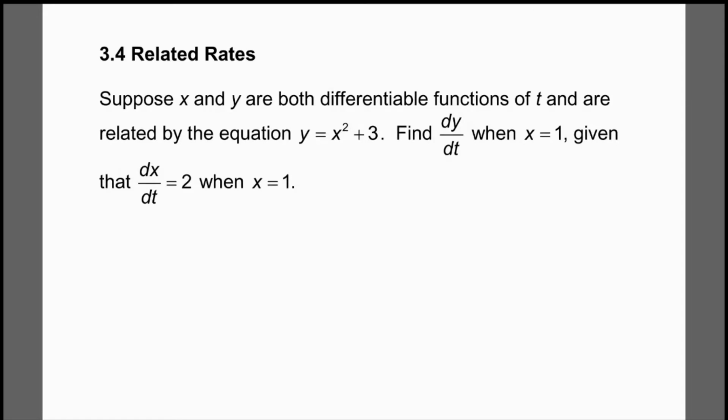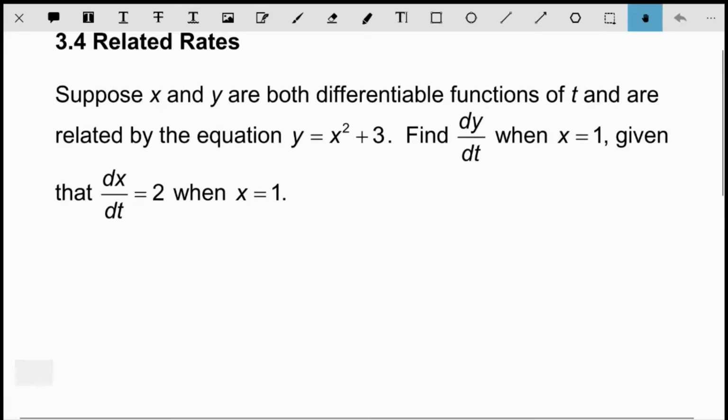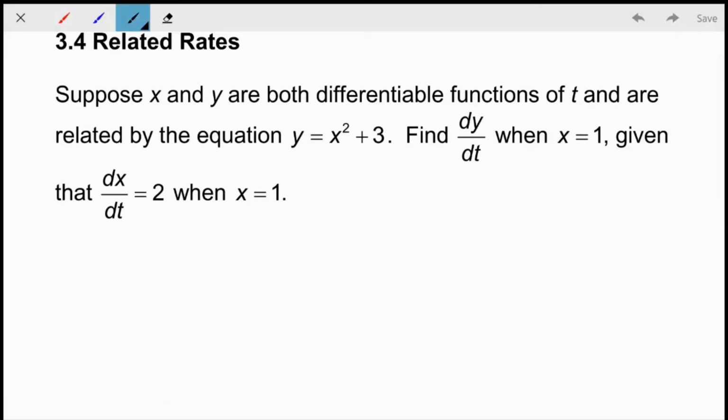So in this first basic example, it says, suppose x and y are both differentiable functions of t and are related by the equation y equals x squared plus 3. Find dy/dt when x is 1, given that dx/dt is 2 when x is 1. Okay, so this is just a really basic problem, so you can get the idea of how this works without having to worry about all of the problem solving scenario. So we have y is x squared plus 3. We want to find dy/dt knowing x and knowing dx/dt.